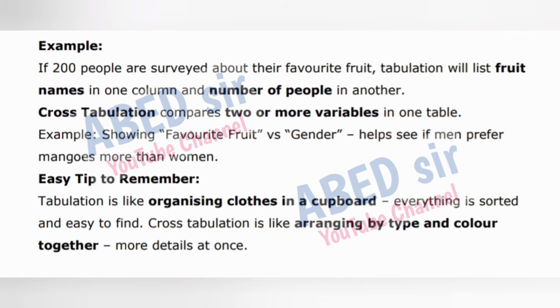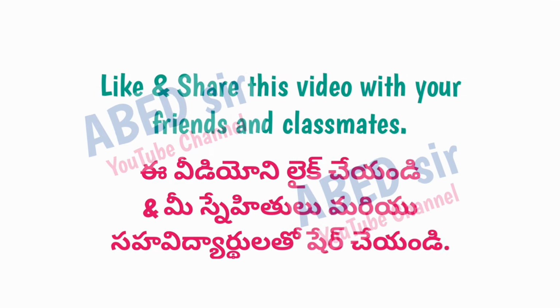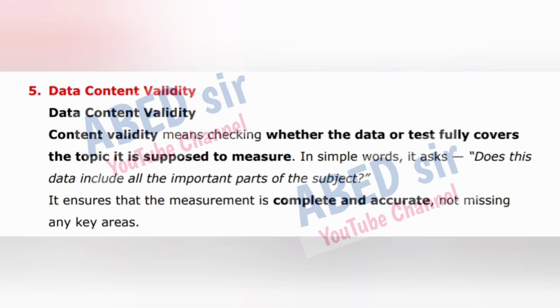Easy tip to remember. Tabulation is like organizing clothes in a cupboard. Everything is sorted and easy to find. Cross-tabulation is like arranging by type and color together, more details at once. Next important short question is 5.